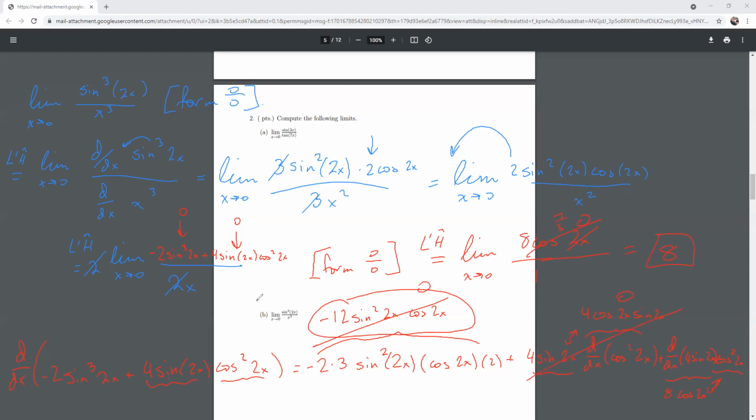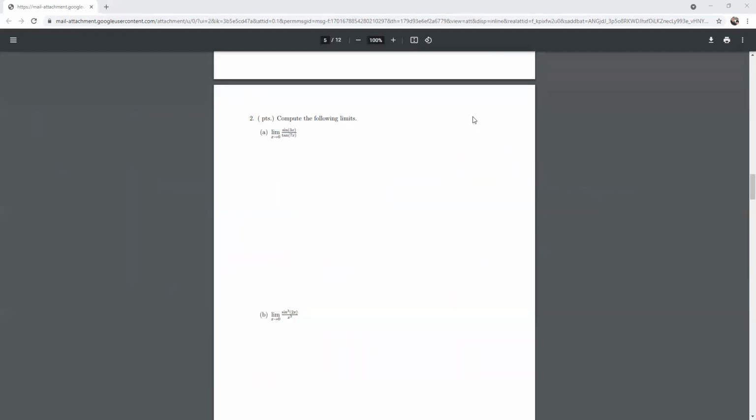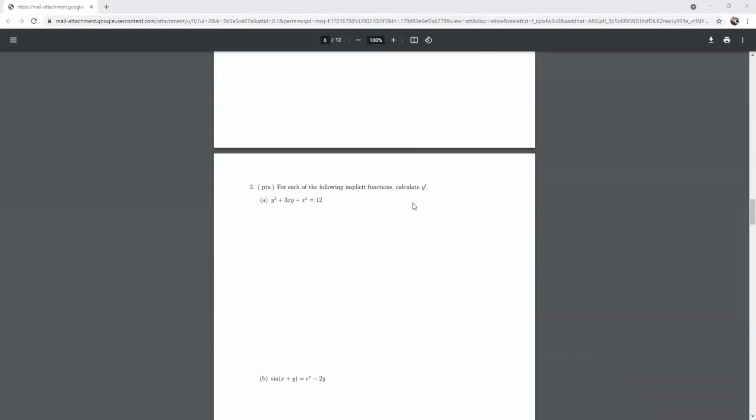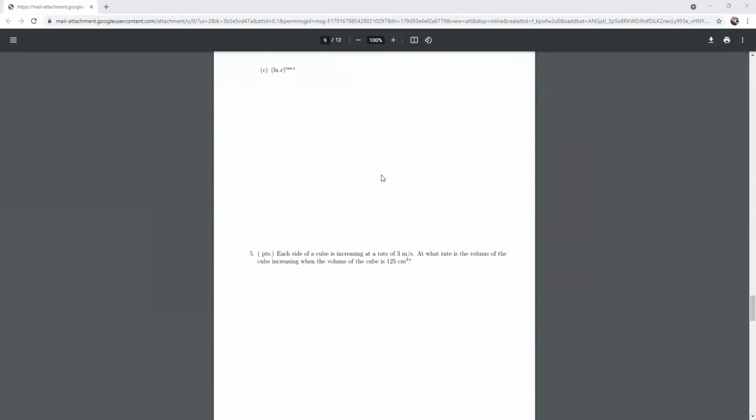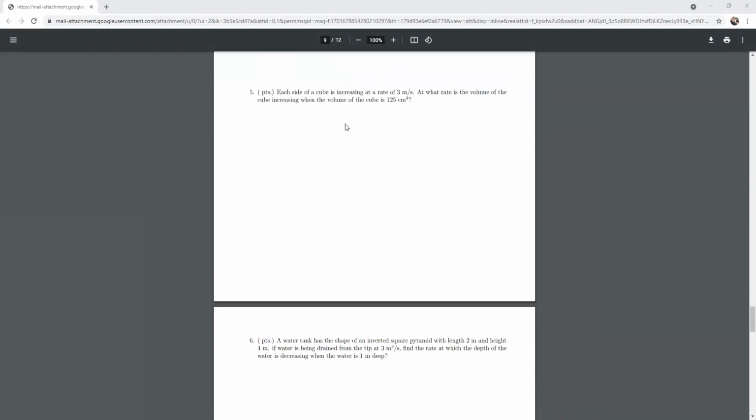All right, so that one was quite a bit to deal with. Didn't really look like it, right? Okay, so that's the procedure for it. So yeah, let's move on. All right, so I'm going to skip the implicit differentiation for right now because I want to get to related rates. And if we have time, we'll get back to these ones, okay? And also logarithmic differentiation.